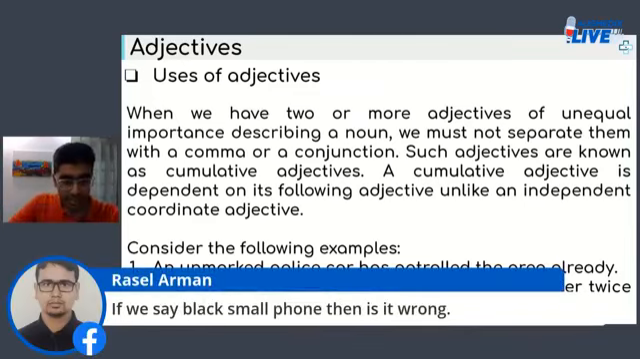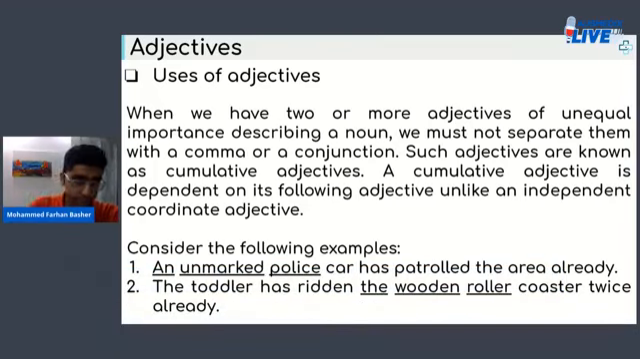Russell Arman says, if we say black small phone, is it wrong? It is, yes, because we maintain a particular order when it comes to adjectives, especially cumulative adjectives, but we'll get to it very soon. All right, now moving forward to the next slide.